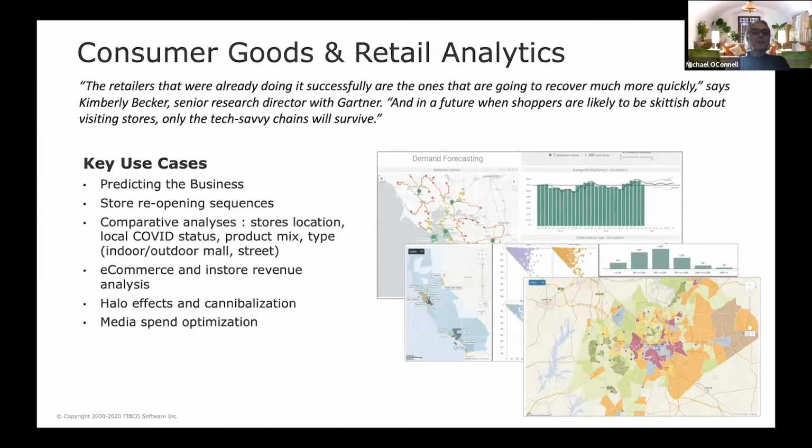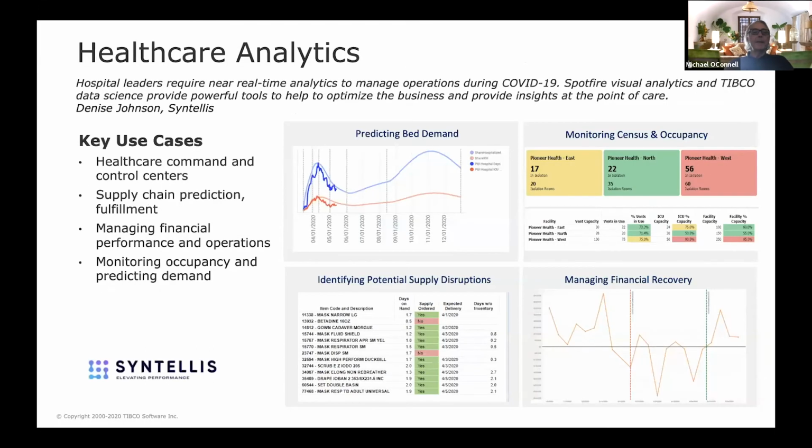and you don't have any store level sales. So we're doing comparative analyses to look at the effects of store location, local COVID status, product mix, the type of store, is it indoor, outdoor mall, on the street, what's the best way to reopen, looking at e-commerce and in-store revenue data, trying to understand the effects of the combination of e-commerce and in-store. Is it a halo effect or is it cannibalization? And then looking at things like media spend optimization. A lot of folks are starting to buy ads on popular channels at the moment, like Hulu, versus traditional media spend.